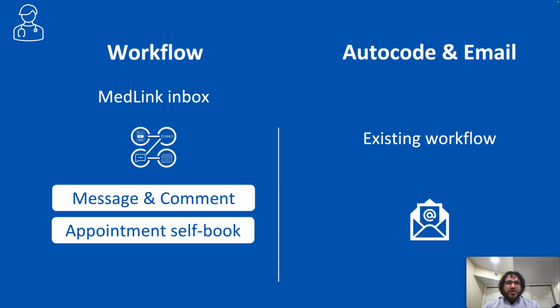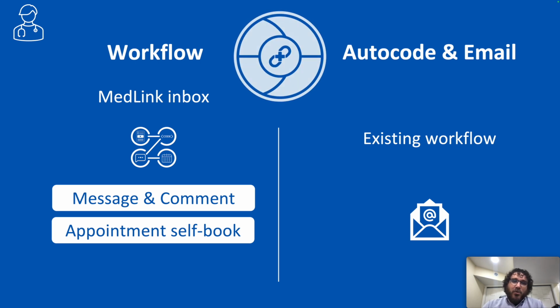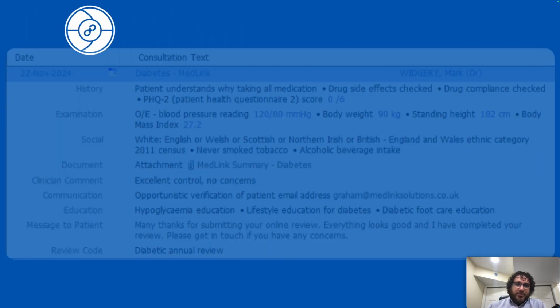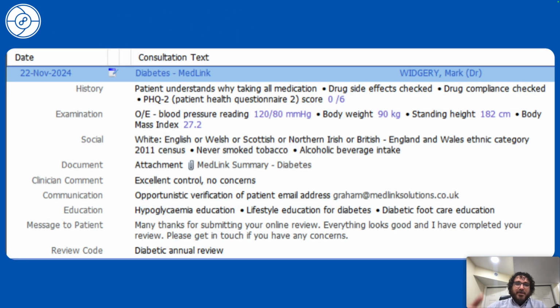But regardless of which system you choose to employ, and you can do that at an individual condition level and actually at an individual clinician level as well, all of that data is coded automatically to the EMIS record. And this is what one of our consultations looks like in EMIS. This has been written from the MedLink inbox. So all of the patient coded data is there.